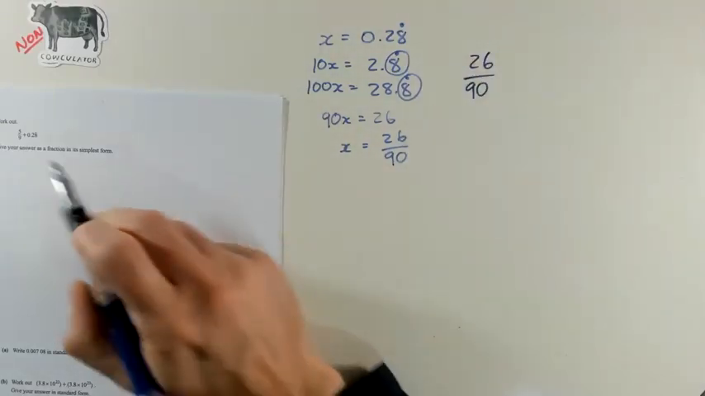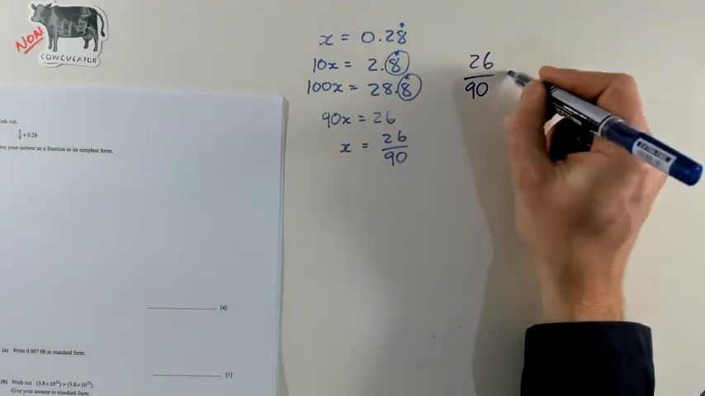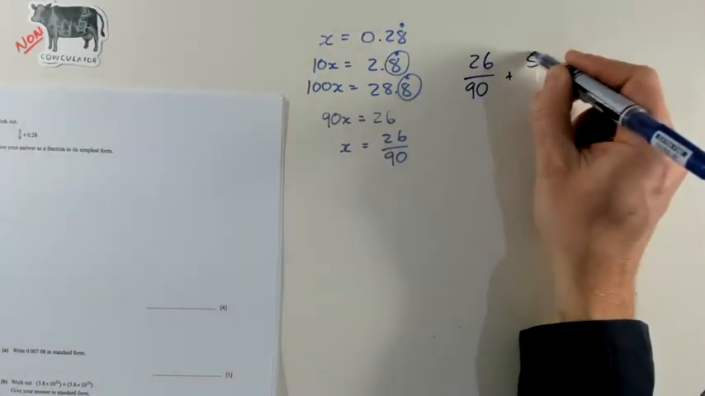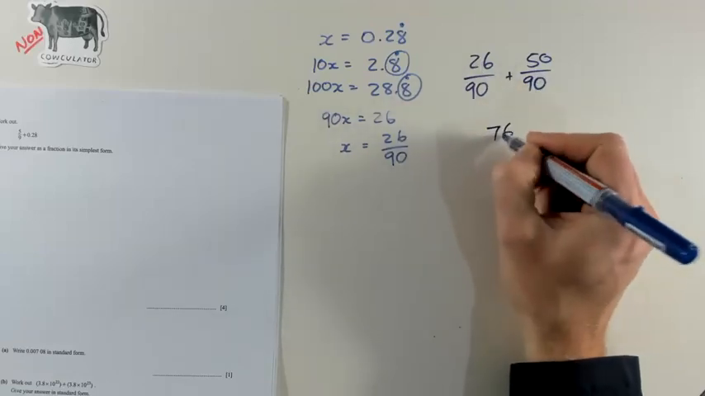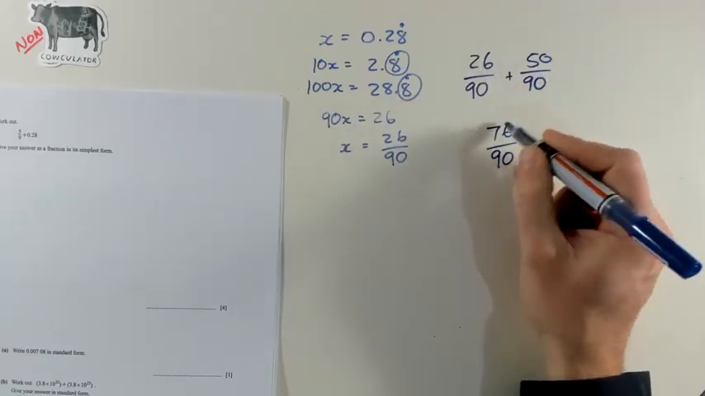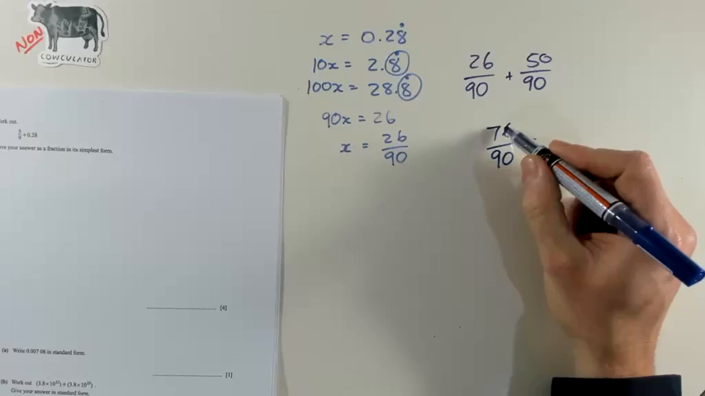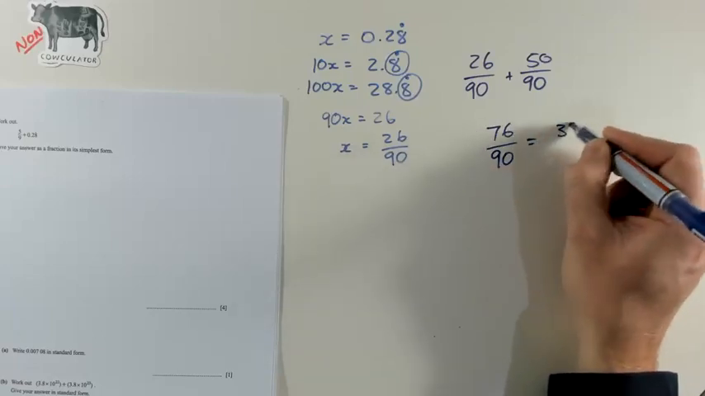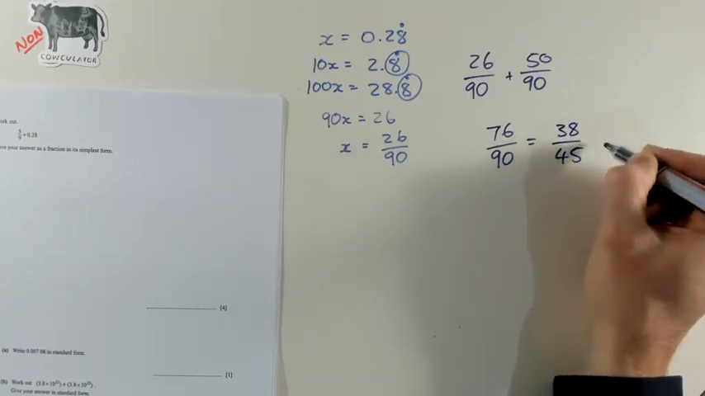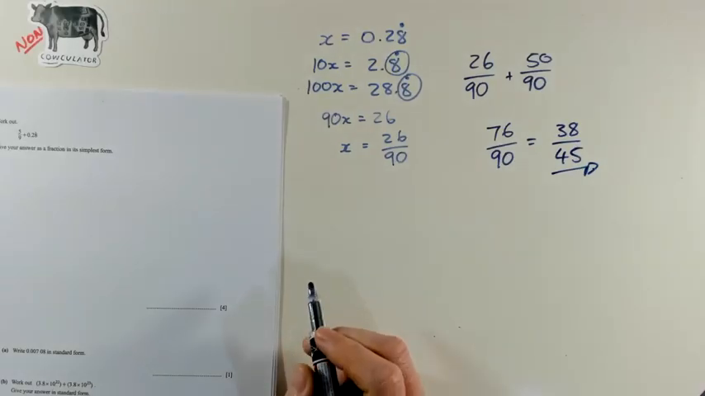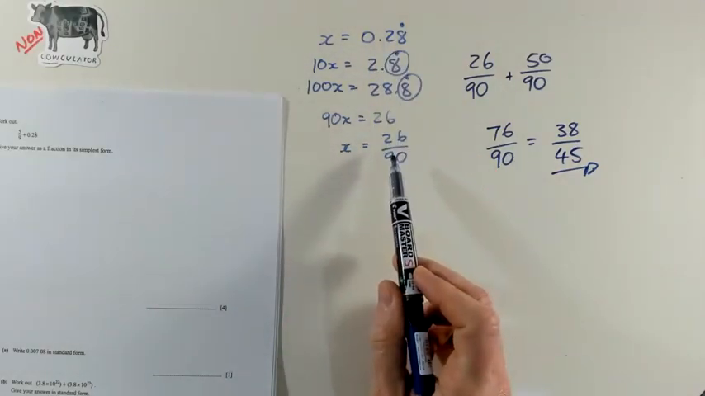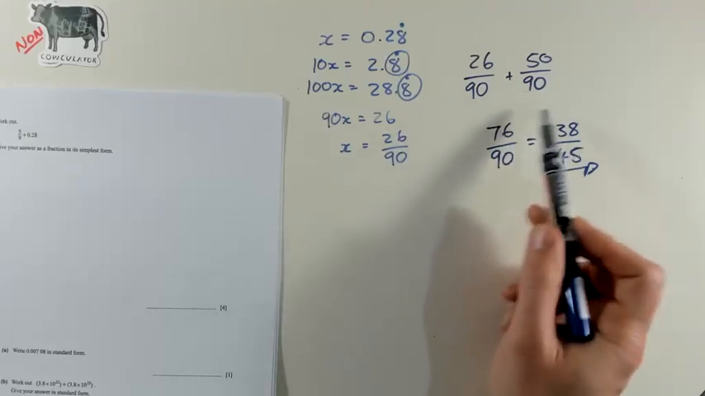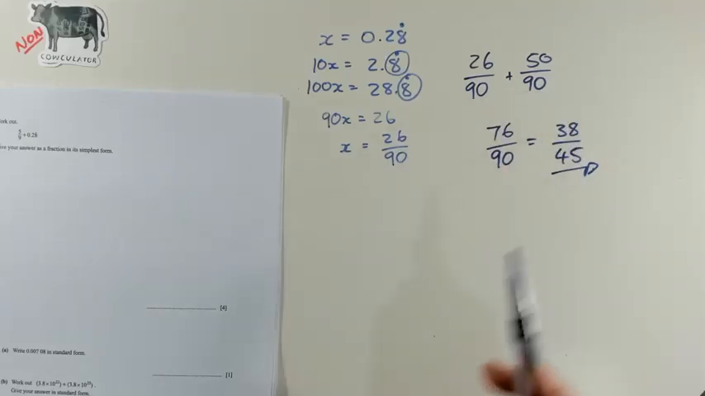26 over 90. And the 5 over 9, I can write as 50 over 90, as they're adding it. So then we have 76 over 90, but I believe both are even numbers, so that should be 38 over 45. I think that's going to be the simplest form. So a little bit of a trick having to get the recurring number and then adding it to a fraction, getting the denominators the same, but I think that should be easy enough.